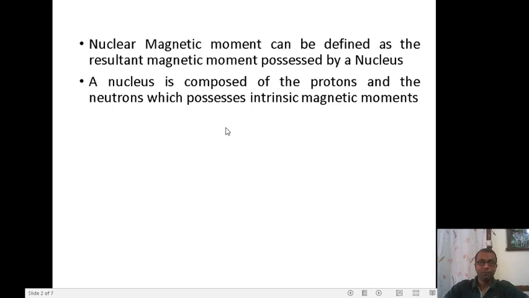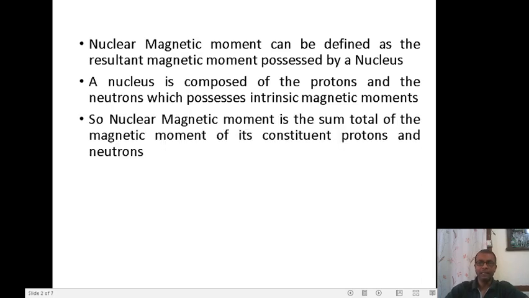It comes basically from the protons and the neutrons which comprise the nucleus. The nucleus is composed of the protons and the neutrons, which are together called the nucleons. It has been found that these nucleons possess intrinsic magnetic moments. When they come together to form the nucleus, these intrinsic magnetic moments add together to give rise to the total observed magnetic moment of a nucleus.